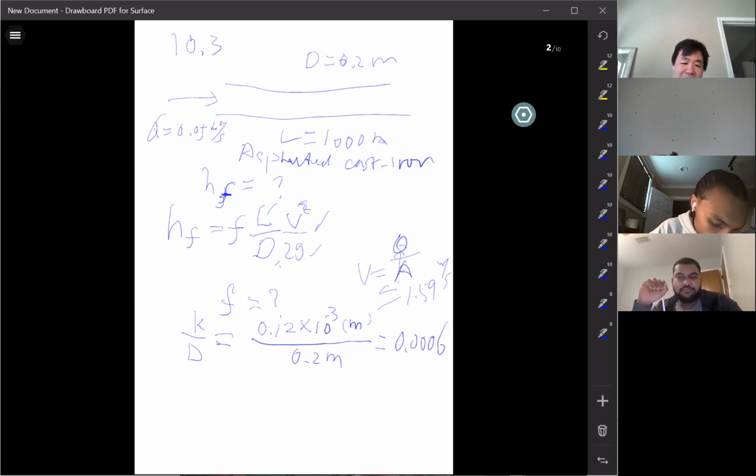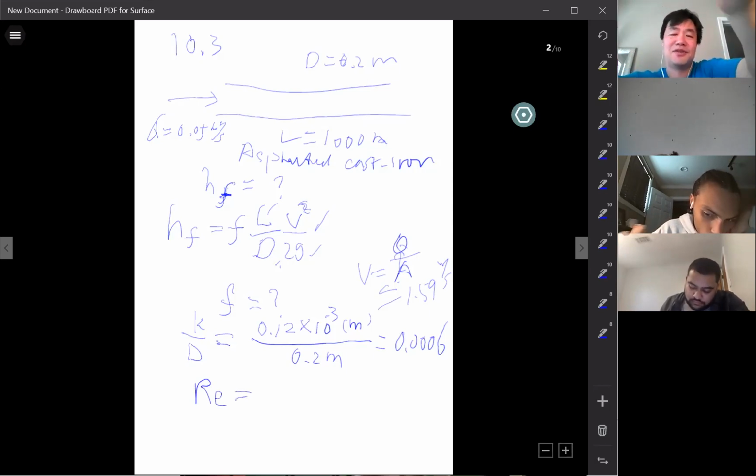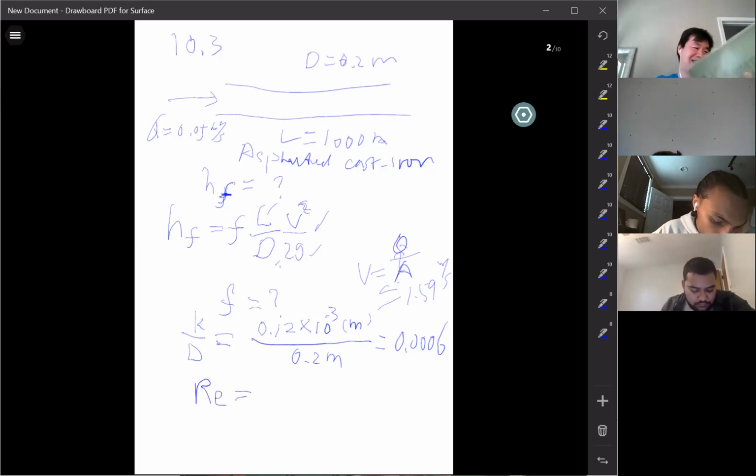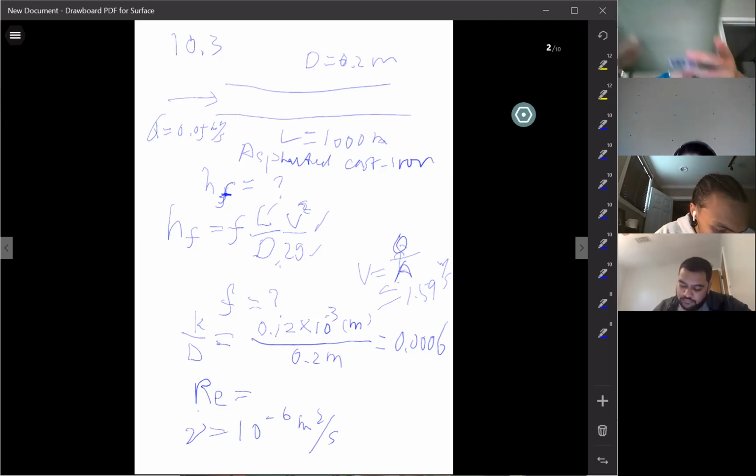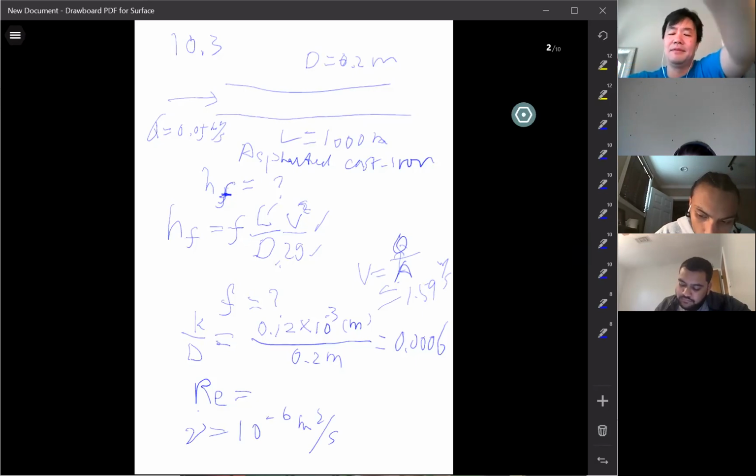Good. Now we need to find the Reynolds number. Can you find the Reynolds number? Oh, I need to give you the viscosity of the liquid, right? Nobody memorized that. What is the viscosity of the liquid? Oh, the viscosity of water is easy, I can memorize that: 10 to the negative 4 meters squared per second. That's the viscosity. So calculate the Reynolds number for me. Do you remember it? Velocity times diameter divided by viscosity.